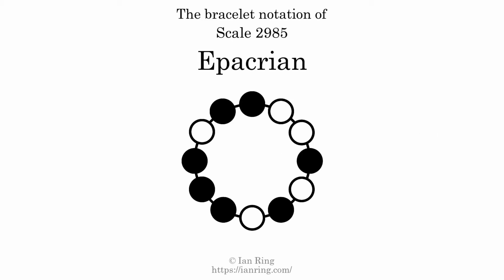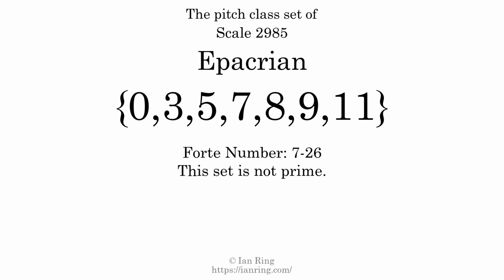This is a bracelet notation diagram of scale 2985. The shaded circles represent tones that appear in the scale, and they are read clockwise, starting at the top. The pitch class set for this scale is 0, 3, 5, 7, 8, 9, 11. The fault class is 726. This set is not prime.